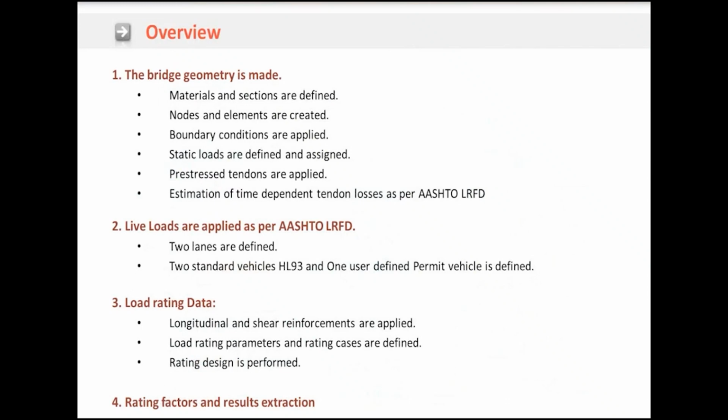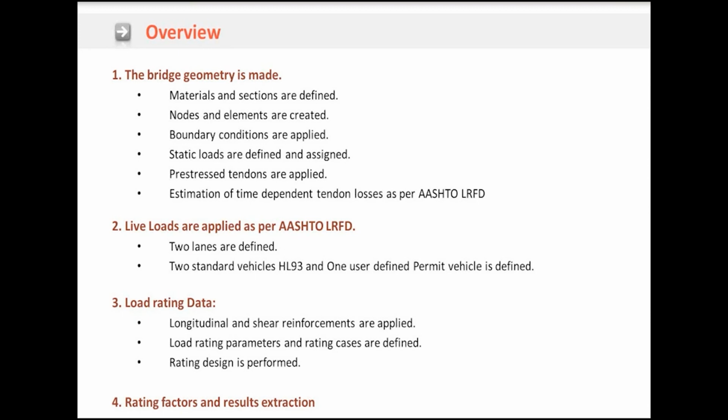What I do today, I just create a model for you, a simple box girder model, which will be with 3 cells, and just creating the nodes and elements, and then applying the boundaries, applying the static load analysis, and then we define the pre-stressing tendons, and then after that we apply the live load using the AASHTO LRFD code, and also we will define the permit vehicle to use in the load rating.